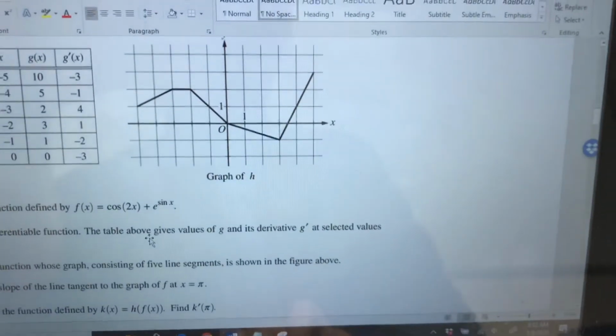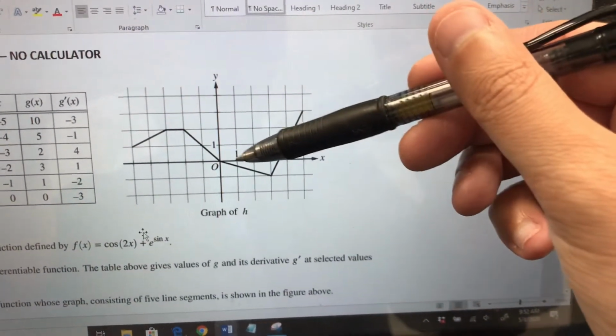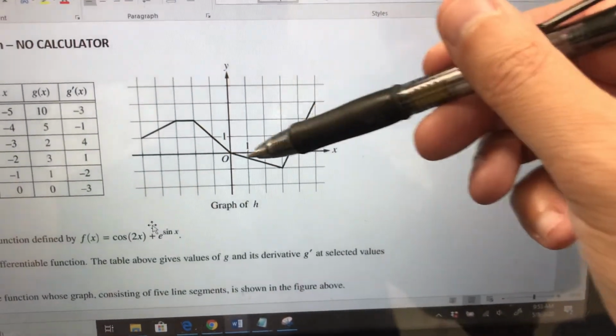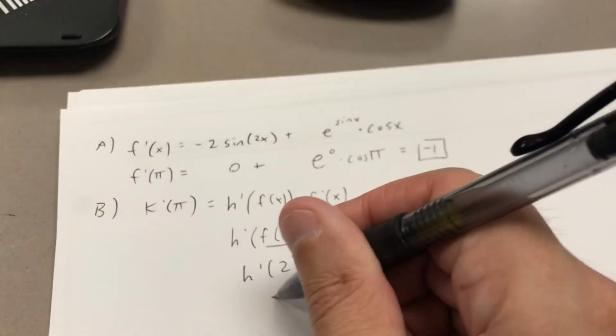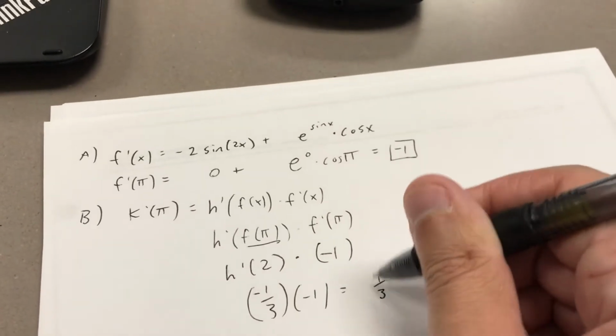So let's go back to the chart. I think h might be the chart. Oh, no. H is the graph. H prime of 2. If you notice here, h prime of 2 is the slope at 2. The slope here, if you notice, is negative 1/3. It's a downhill sloping line. So we've got negative 1/3 times negative 1, which ends up equaling positive 1/3.